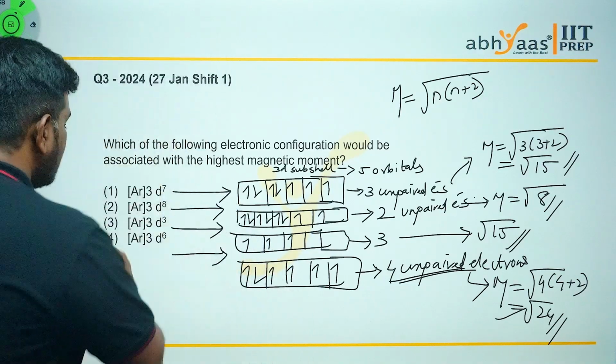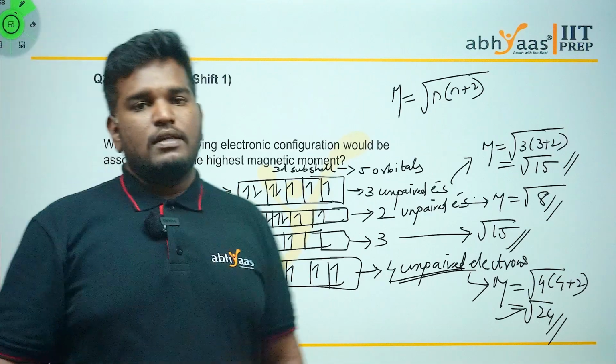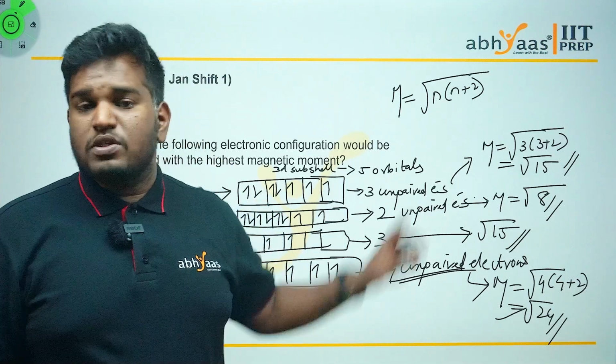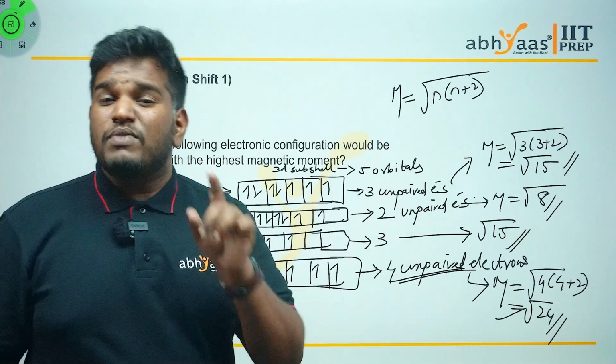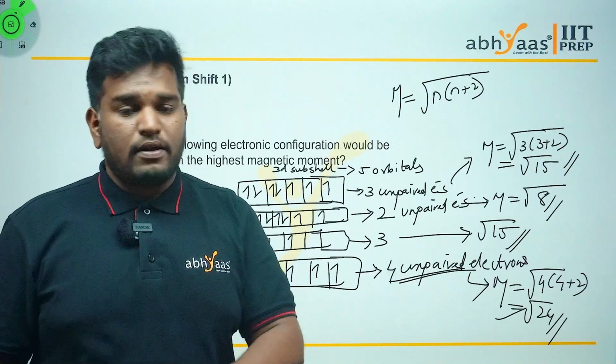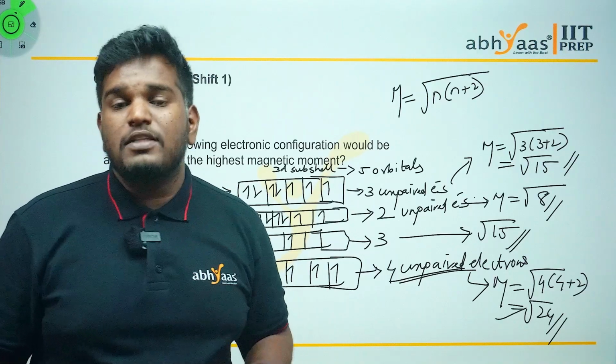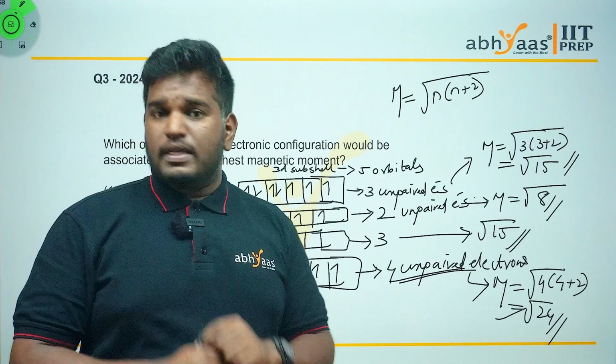So which is our answer? Our answer will be the fourth one. Right, our answer will be the fourth one. So the shortcut method is what? You just see which is having the highest number of unpaired electrons. That will be having the maximum magnetic moment. I hope that is clear for you.